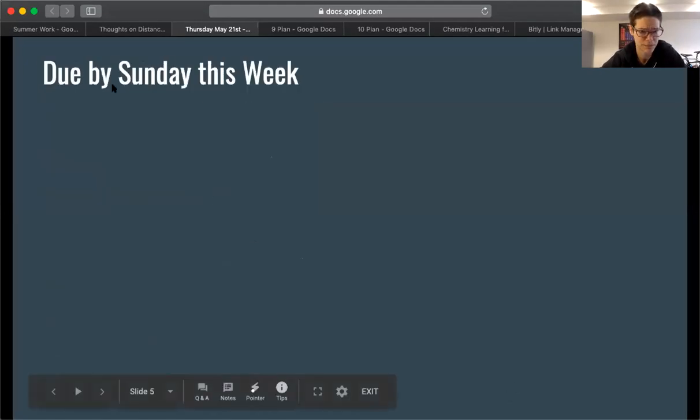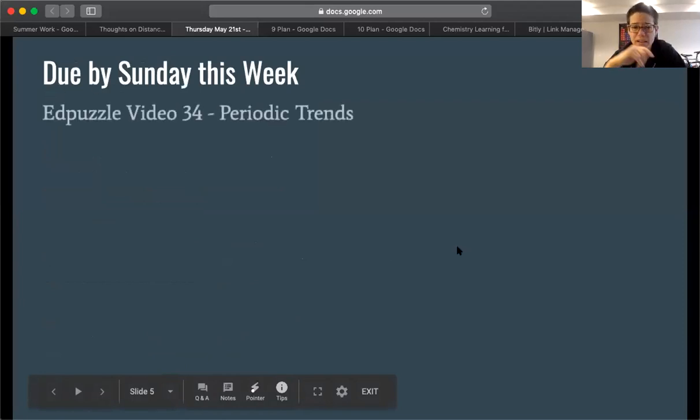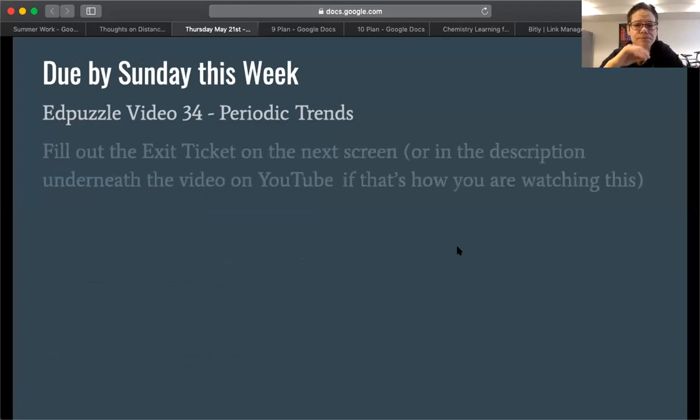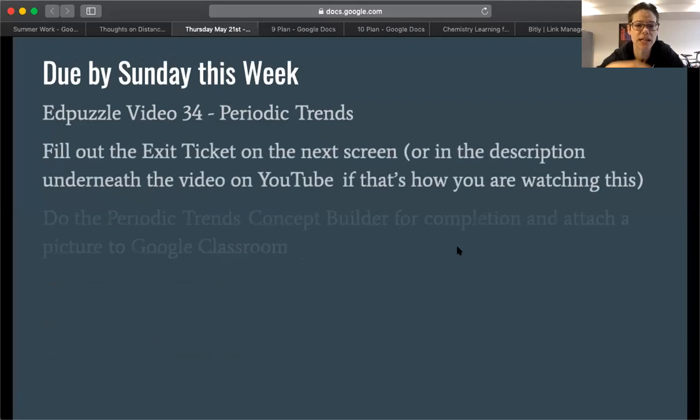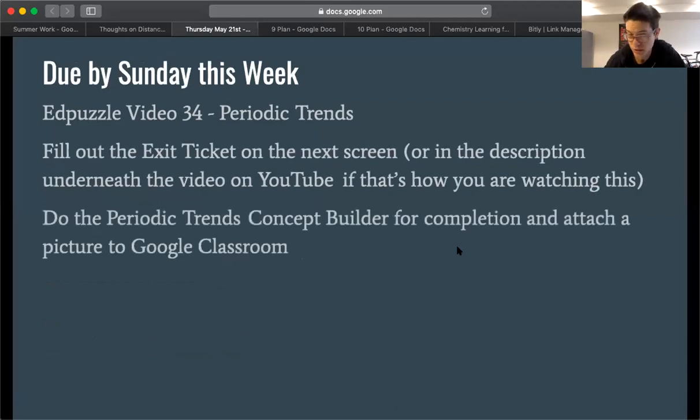Okay, so due by the end of the week, Edpuzzle video 34, which about half the class is already done. It's basically me going over this exact same stuff. The exit ticket on the next screen. The concept builder. The first level dealt with atomic radius. The second level is, I think, electronegativity, and the third level is ionization energy. So you should be able to easily do all of those.